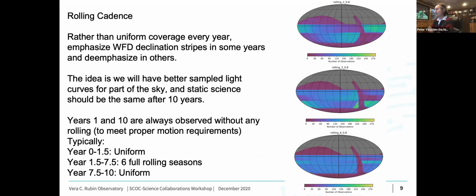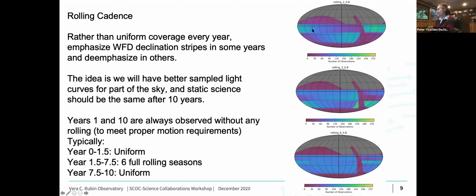So one of the things we've talked about a lot is rolling cadence. And this is an example of what we mean by rolling cadence. Rather than uniform coverage every year, we emphasize some region of the wide, fast, deep area and de-emphasize others. And so this is 3 different iterations of rolling cadence, where instead of looking at the full 10 years, I'm looking at year, I think, 3.5 to 4.5.